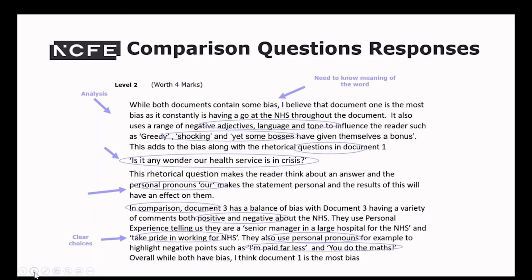Then it talks about document 3. In comparison, document 3 has a balance of bias, with a variety of both positive and negative comments about the NHS. They use personal experience. They tell us they're a senior manager in a large hospital for the NHS and that they take pride in working for the NHS. They also use personal pronouns, for example, to highlight negative points, such as I'm paid far less and you do the maths. Overall, while both have bias, I think document 1 is the most biased. So at the end, they are giving their justification and reason why they thought this.